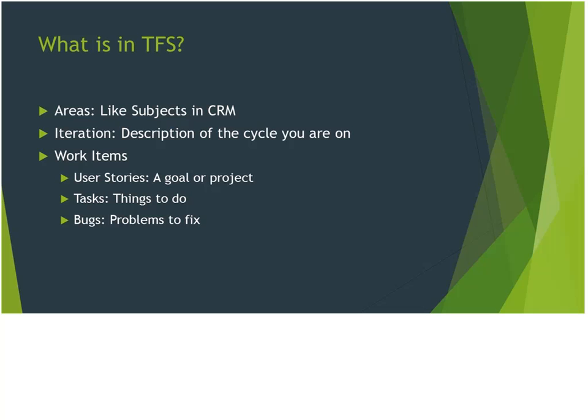So what have we got in TFS? Well, firstly, they've got areas. And areas are like subjects in CRM, so they allow you to classify your records into various categories, if you like. And we'll have a look at some of the categories we used a bit later on in the presentation. Second one is iterations. As I mentioned before, the iterations are like the development cycles, if you like. So the configuration cycle, customization cycle, and the various bug fix cycles.